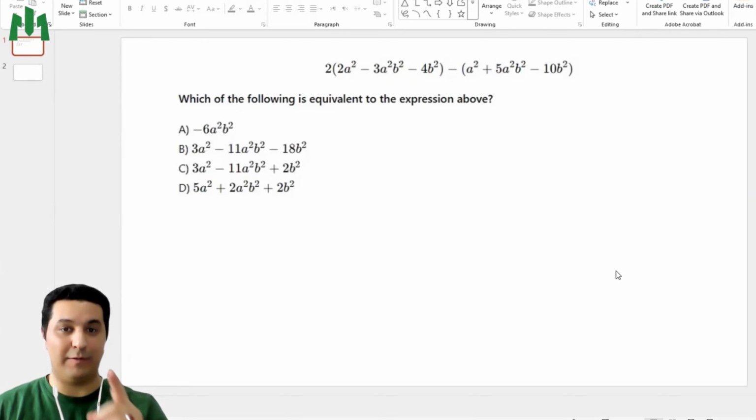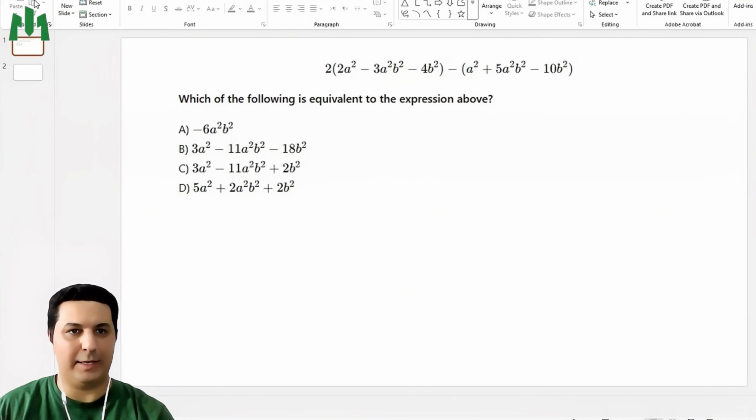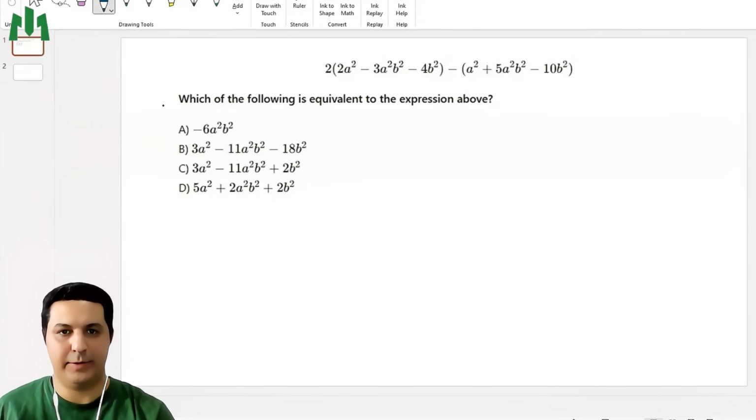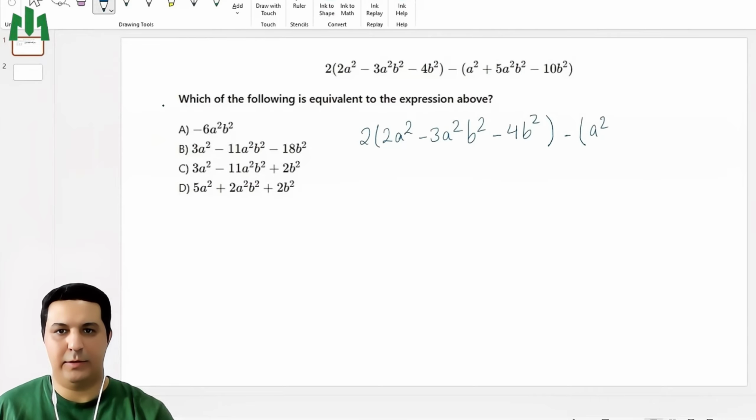Today, we are going to simplify this equation. Okay, let's take a look. I'm going to change the color. It is 2a2 minus 3a2b2 minus 4b2 minus a2 plus 5a2b2 minus 10b2.